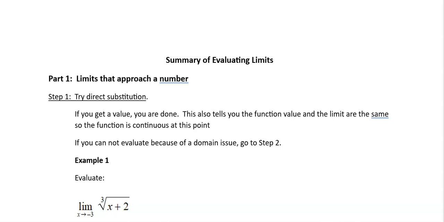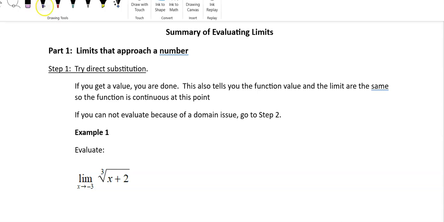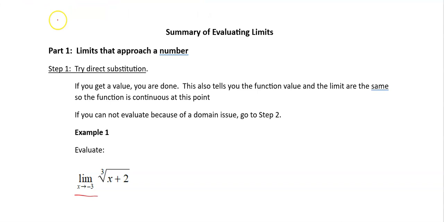So here in part one, we're going to talk about limits that approach a number. And by that, I mean a limit as x goes to, as you can see down here, -3, for example, would be an example of a limit that approaches a number. Now that's in contrast to a limit as x goes to infinity or negative infinity. I'll do those in separate videos. But for right now, here you're presented with a problem.